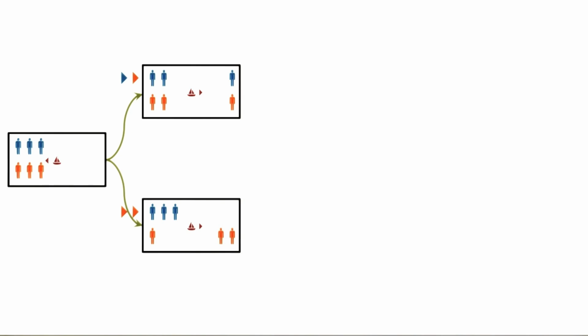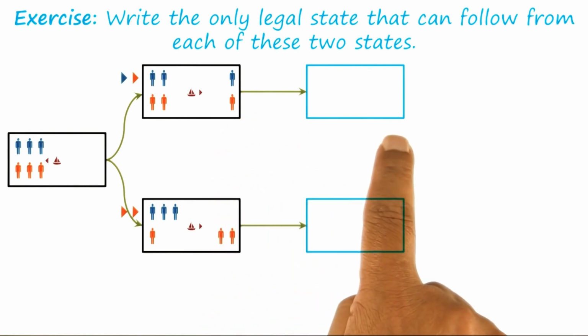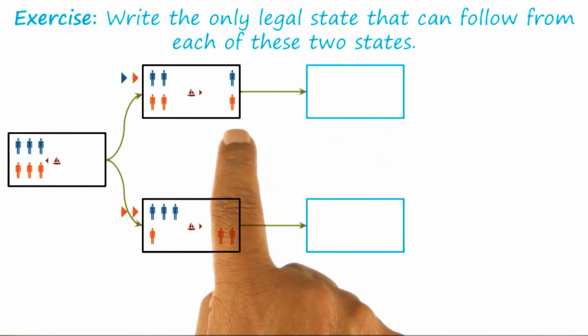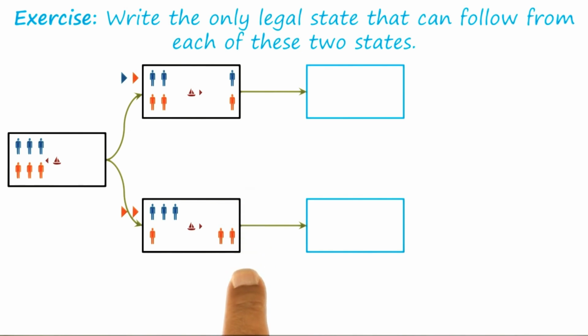Later, we will see how AI programs can use various methods to figure out what moves are productive and what moves are unproductive. For the time being, let's go along with our problem solving. Okay, now that we have come thus far, let's go one step further. For each of these 2 states, there is only 1 possible legal and productive move that can follow. What is the legal and productive move from this state? And what is the legal and productive move from this state? Can you please fill out these boxes?